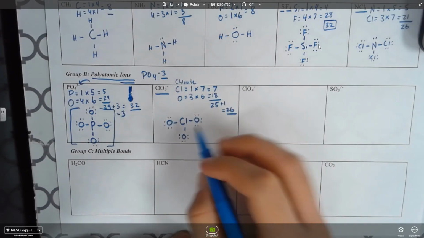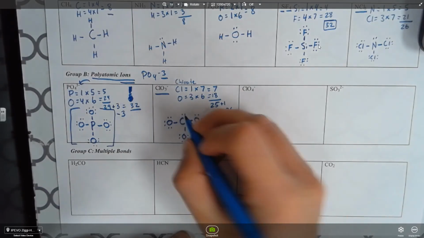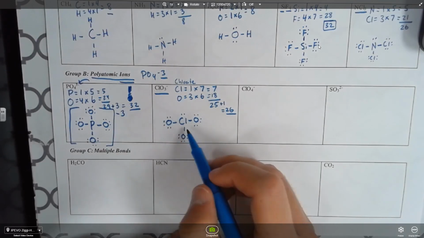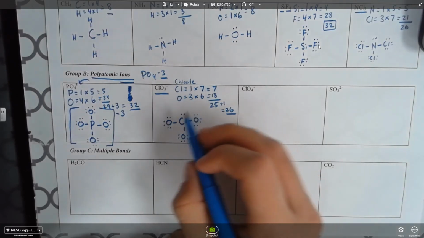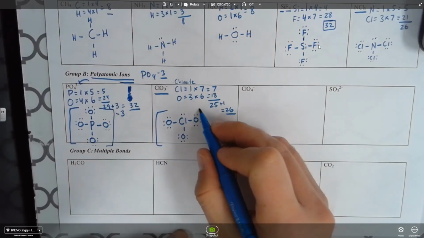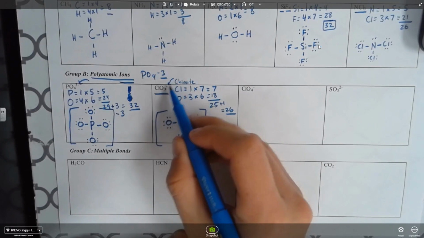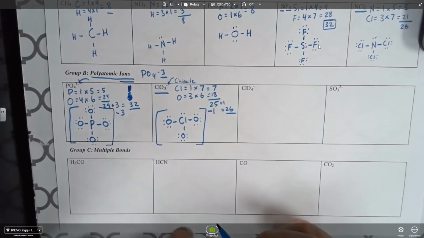Each of these oxygens needed 6 more because they already had 2. This chlorine has 2, 4, 6, so it needs 2 more. Let's add this and make sure it's 26. 2, 4, 6, 8, 10, 12, 14, 16, 18, 20, 22, 24, 26. We are good. And our last step, since this is a polyatomic ion, and you know that because it's multiple atoms and it has a charge, you need to put its charge in brackets right there, okay?